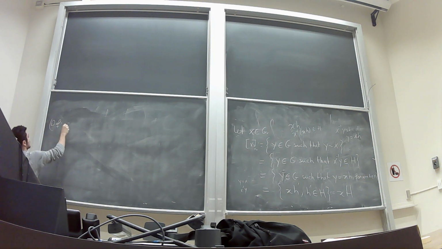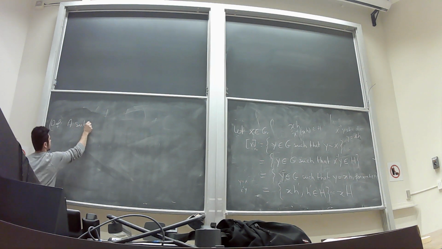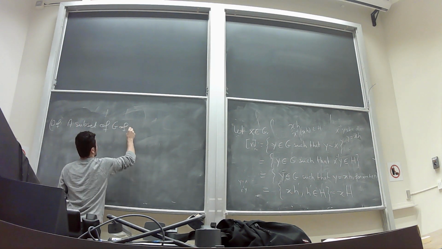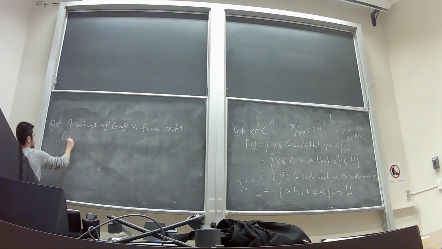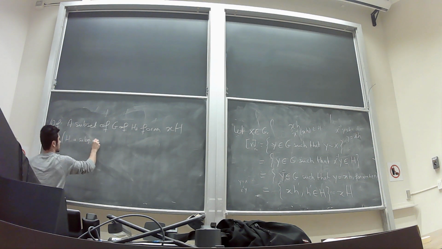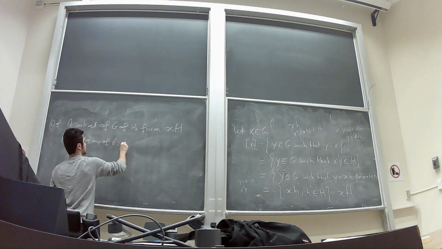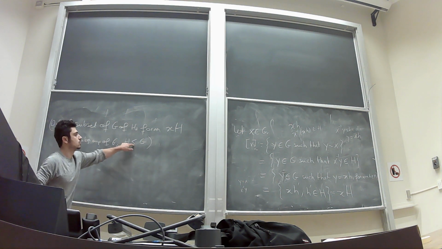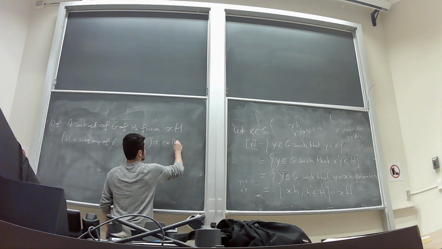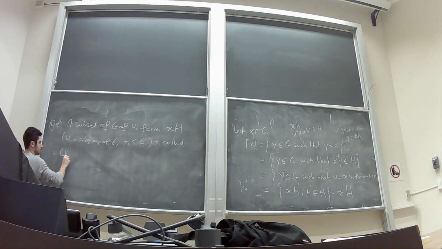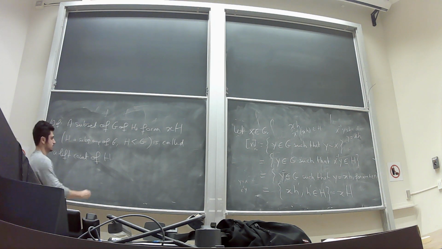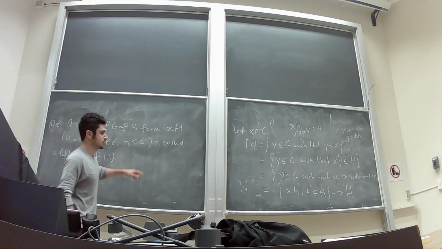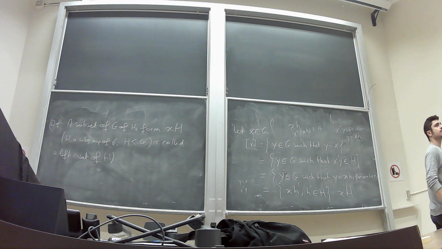Small definition here. A subset of G of the form XH, H being a subgroup of G, is called a left coset of H. We call it left because you multiply it by X on the left. Okay? Great.